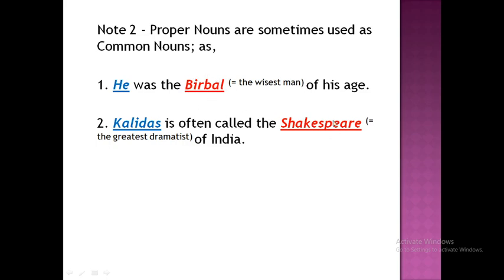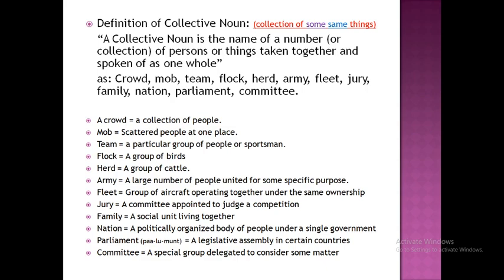So Bible and Shakespeare are used as common nouns here because these can be taken as an example to compare. Yes or no? So do not get confused. So we can use some proper name as common when these are used to compare something. Okay, very well. We are moving ahead to understand collective noun.